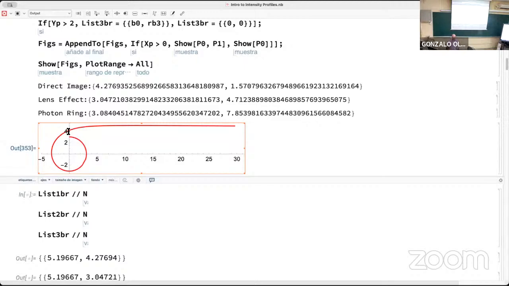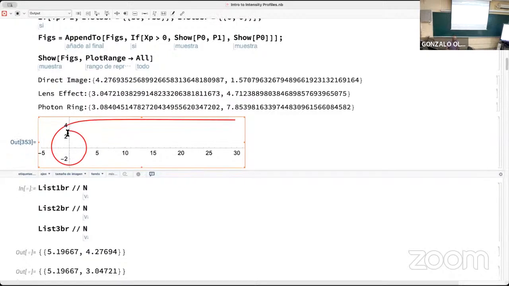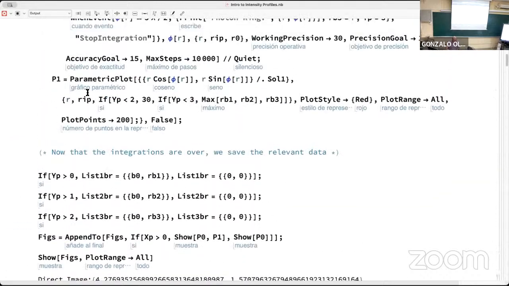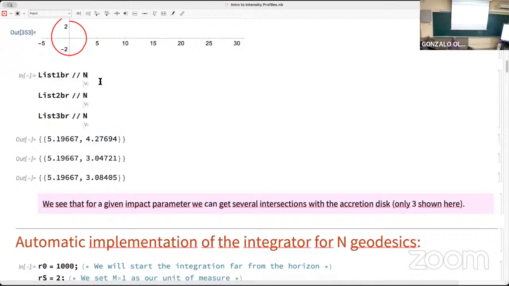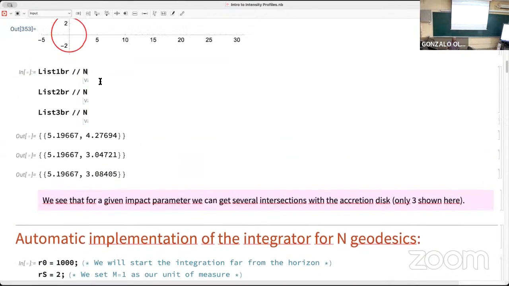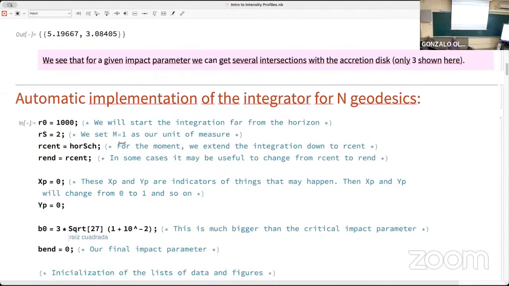This impact parameter is touching the disk at this point, and this point. Okay, and this is what we will collect. And then we will add all the intensities for a given impact path. And this will be the intensity observed in our detector. Okay, so this is for just one geodesic, and now we move to other geodesics. We do the implementation.